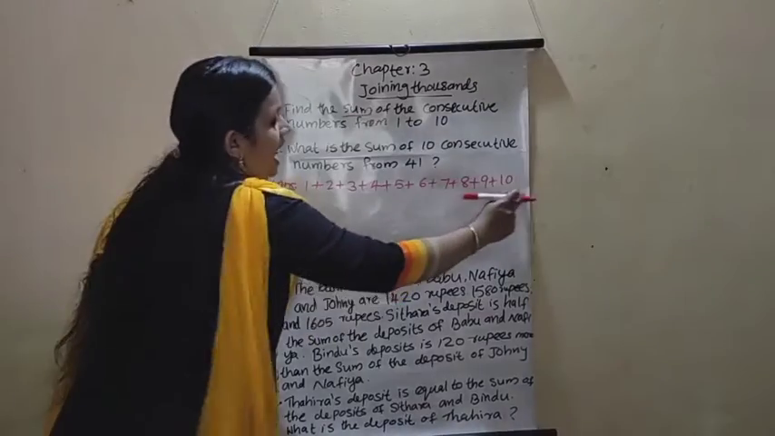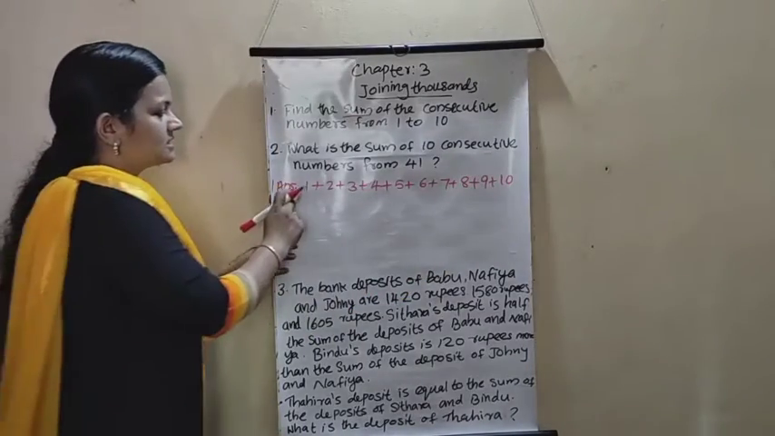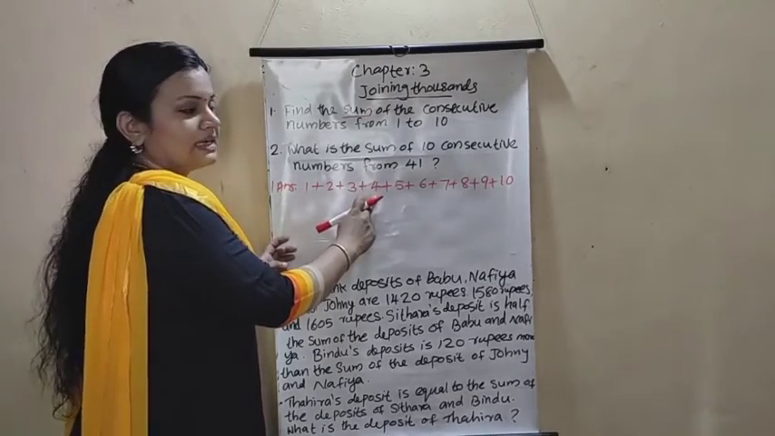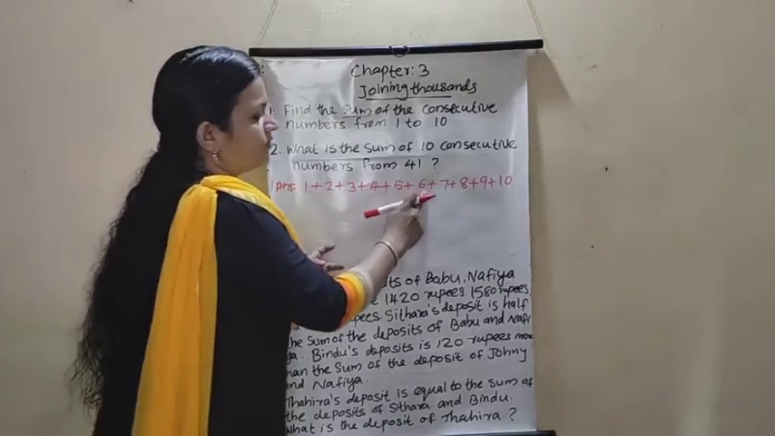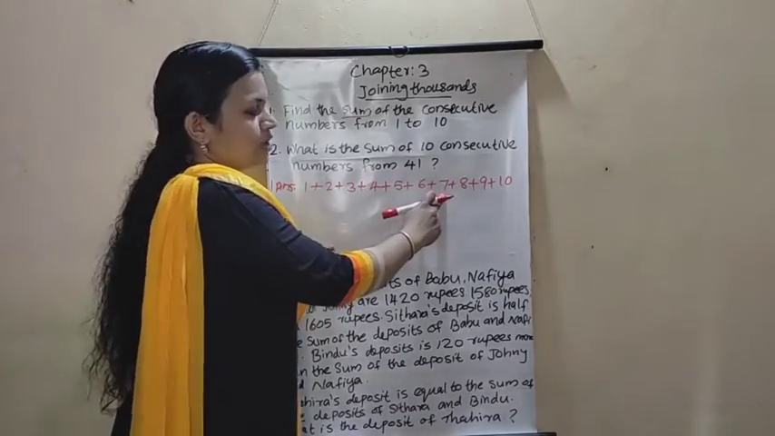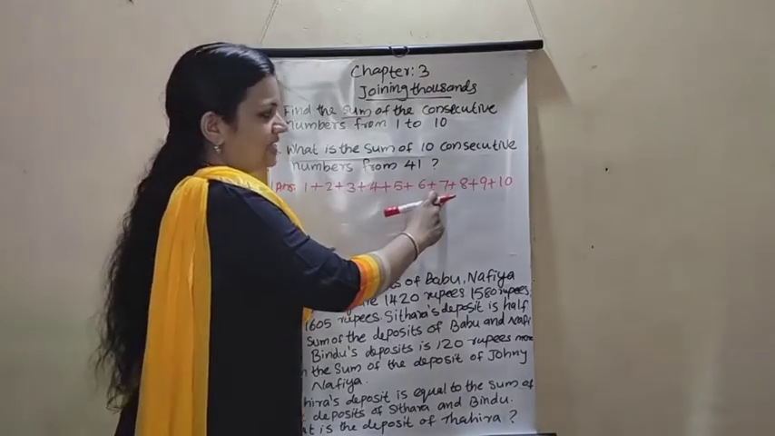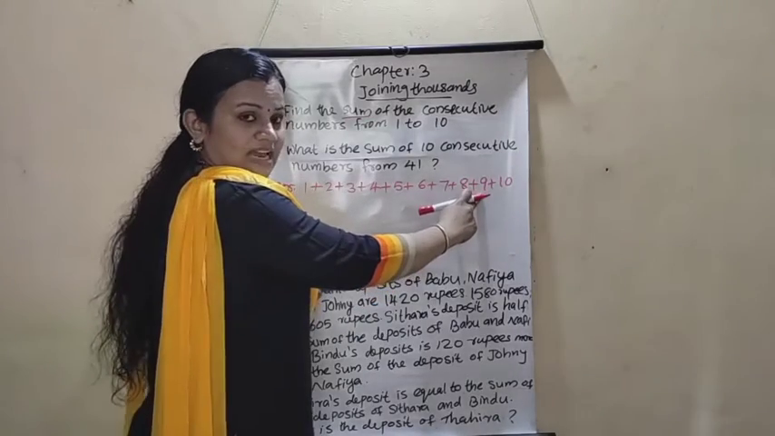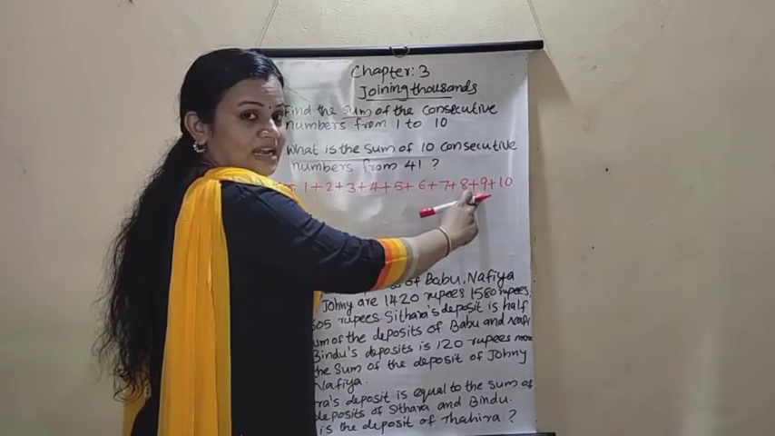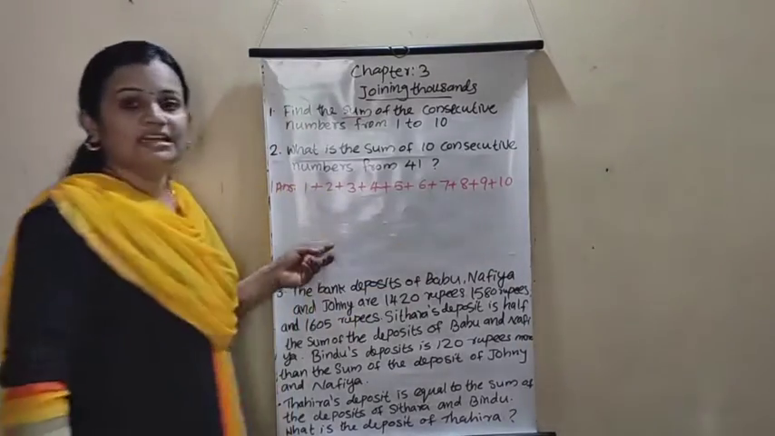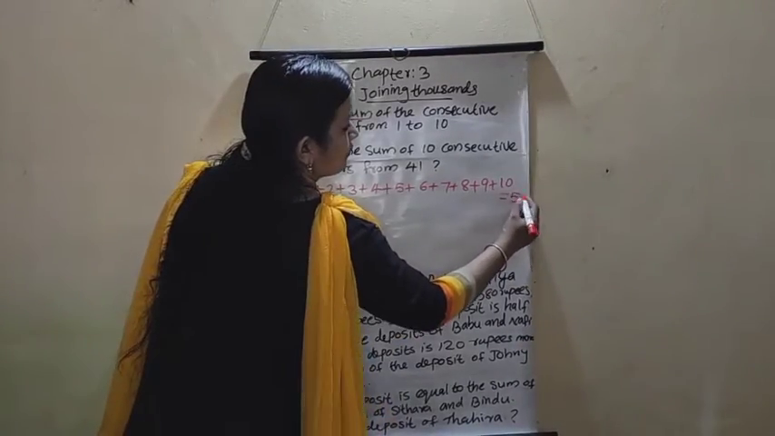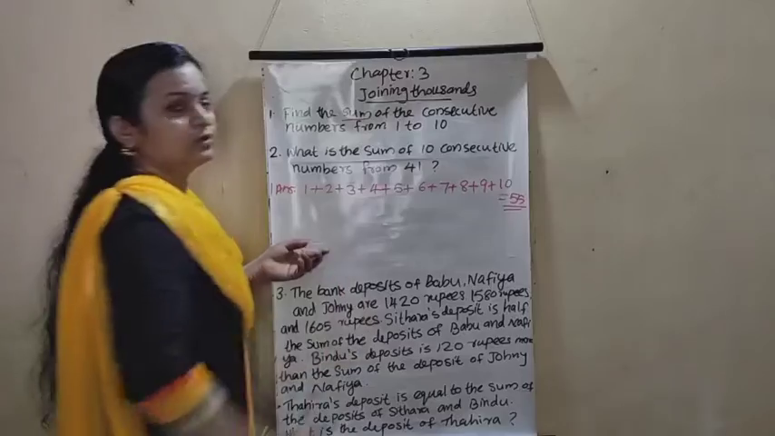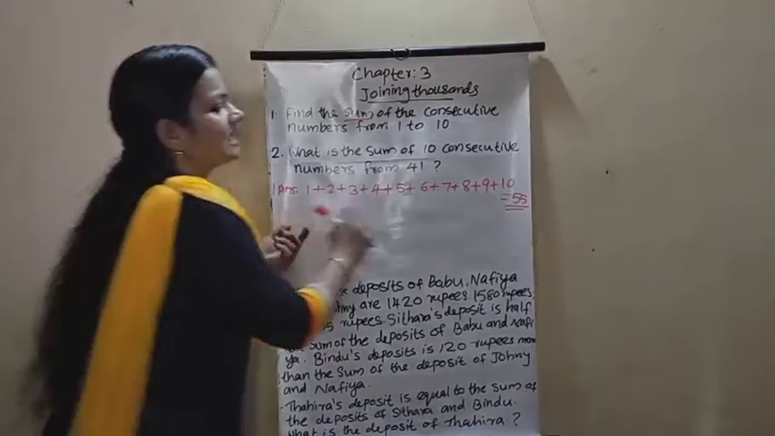Then we will find the answer. Add all these numbers. 1 plus 2, 3. 3 plus 3, 6. 6 plus 4, 10. 10 plus 5, 15. 15 plus 6, 21. 21 plus 7, 28. 28 plus 8, 36. 36 plus 9, 45. 45 plus 10, what is the answer? 55. So we found the sum of the consecutive numbers from 1 to 10. Okay, this is the direct method.